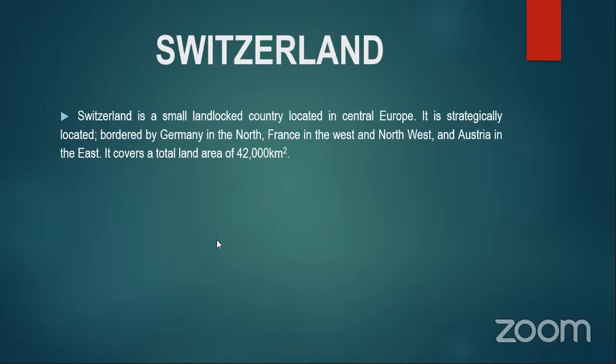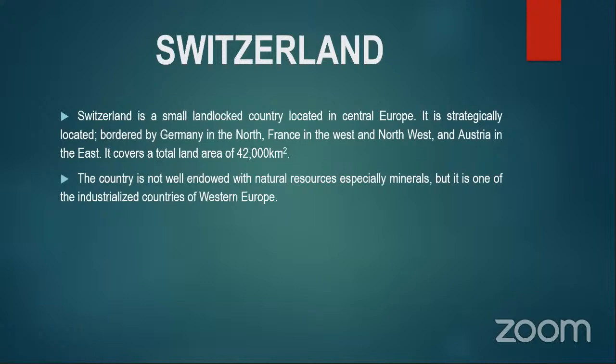It is strategically located, bordered by Germany in the north. If you look at the map of Switzerland, it borders Germany in the north. We have France in the west and northwest, and then Austria in the east. You people who have already covered this, you know that Switzerland borders those countries. It covers a total land area of 42,000 kilometers squared.